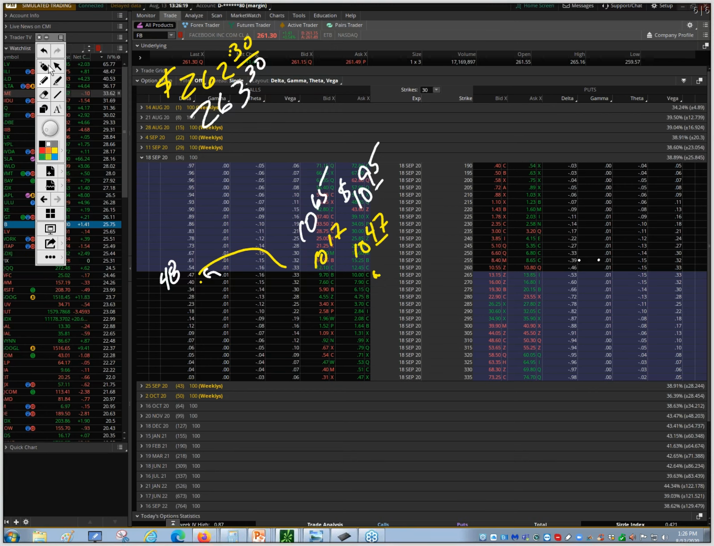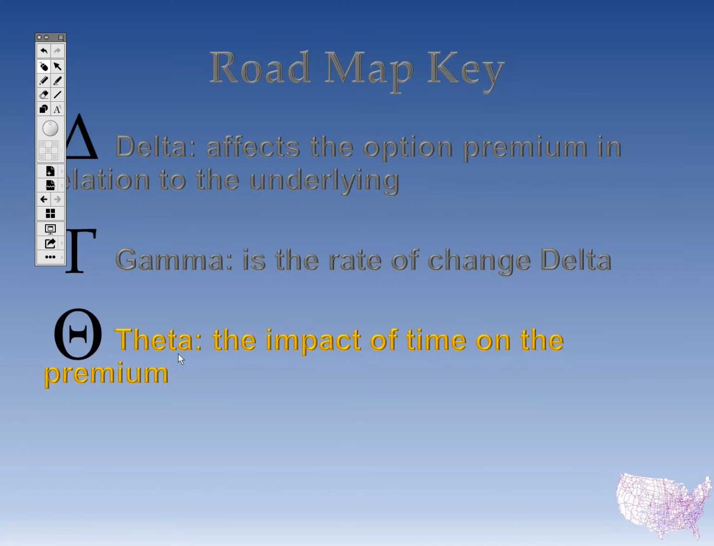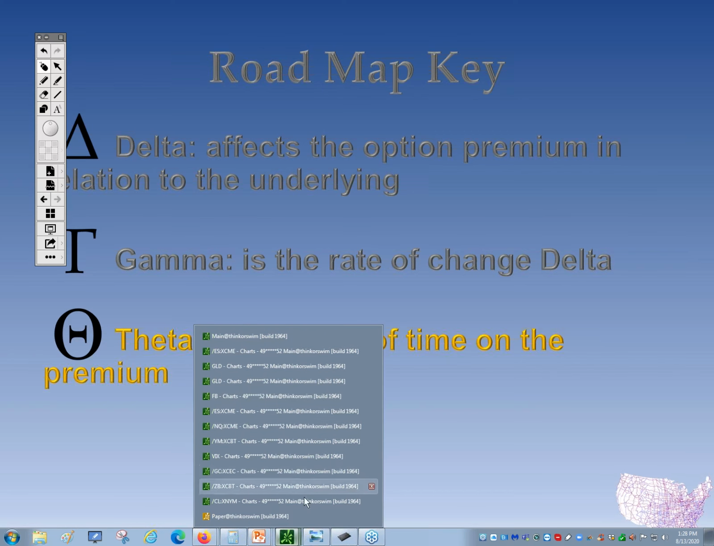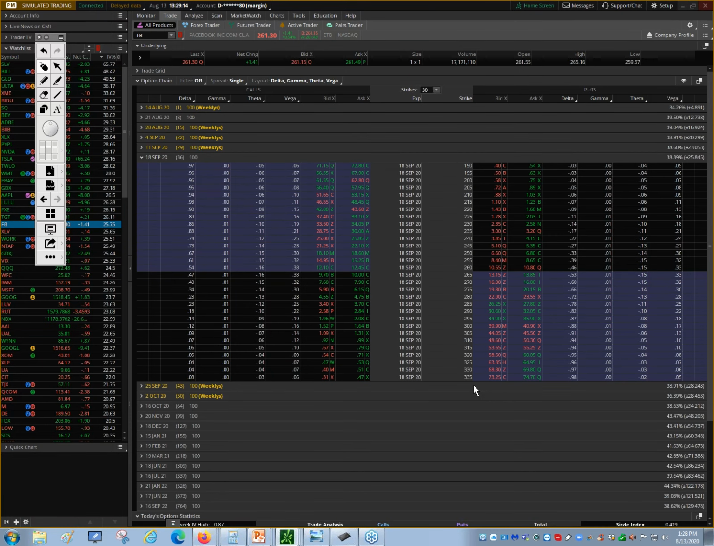And then we have theta. Theta is the impact of time on our premium. Theta is going to be negative across the board on the calls and the puts, because we can't go back in time. We can't negative a day. So every day that goes by, theta is the thief in the night that comes and steals our premium. So the way to remember theta, it's the thief. It always is stealing premium every single day.